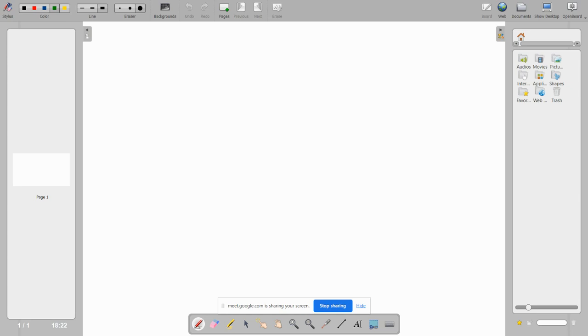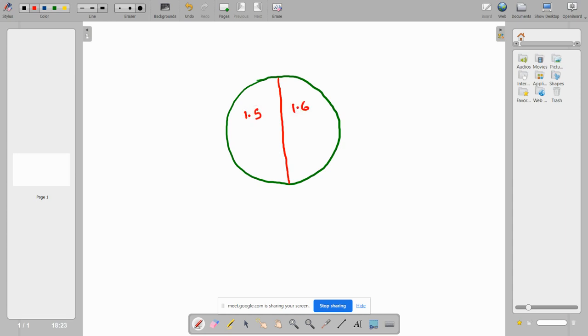You people are seeing now? Yes, sir. They want a sphere, but the sphere is not a full sphere. It is two hemispheres composed of refractive index 1.5 and 1.6, and the radius of the sphere is 20 millimeter.